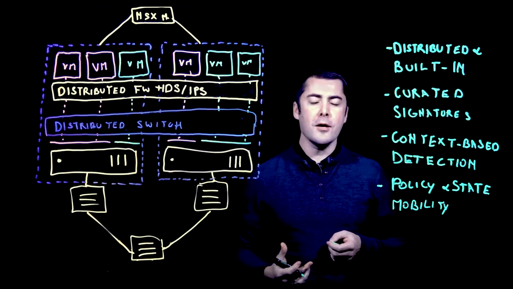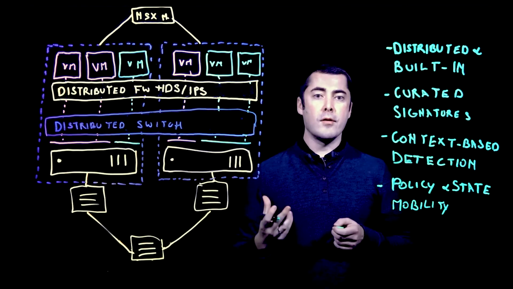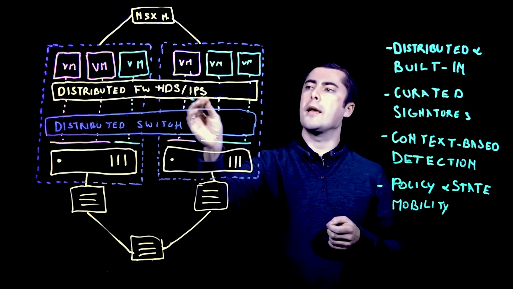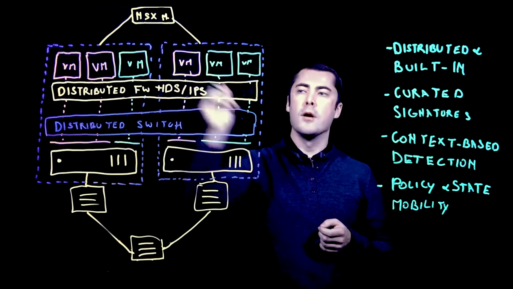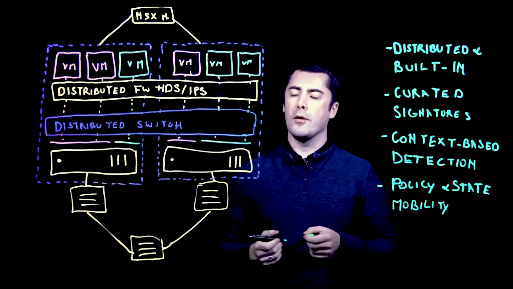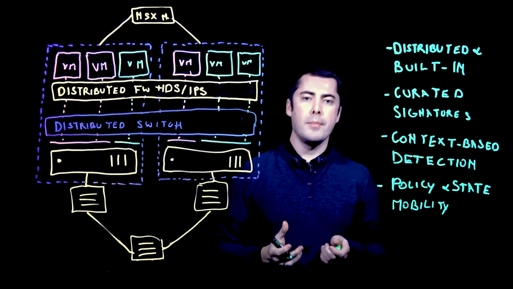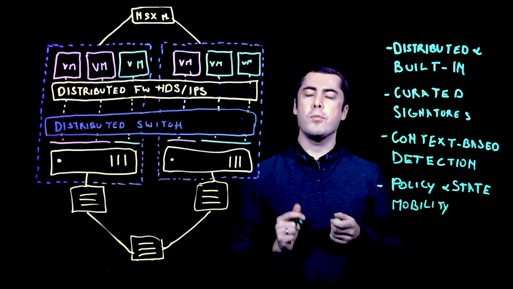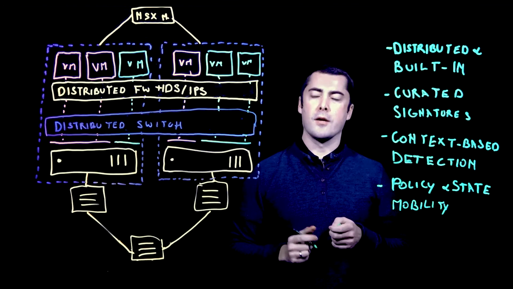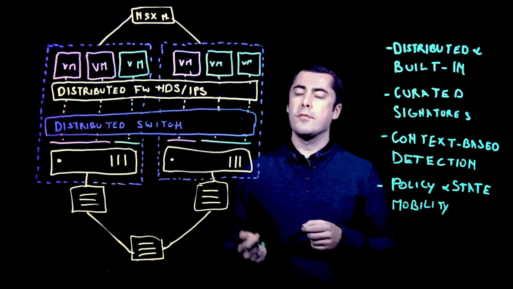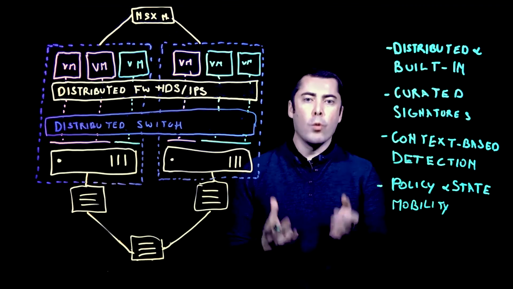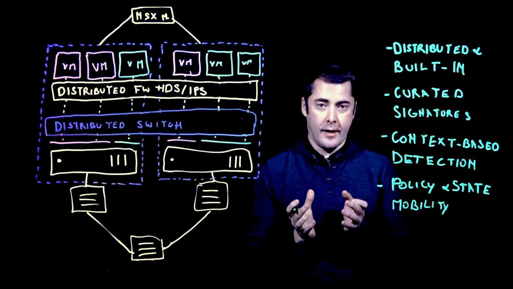Imagine you have an IPS signature that detects an exploit that is very specific to Linux. It would not make any sense to apply that signature to a workload that is running Windows. So with the distributed IDS and IPS, we can be very selective in where we apply the IDS, IPS signatures. We can choose to only apply the signatures where they make sense. And in order to do that, you need context.